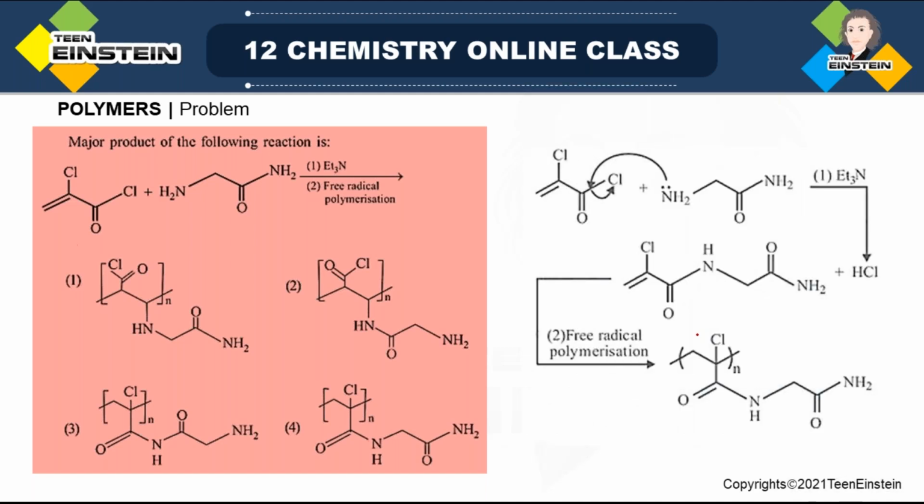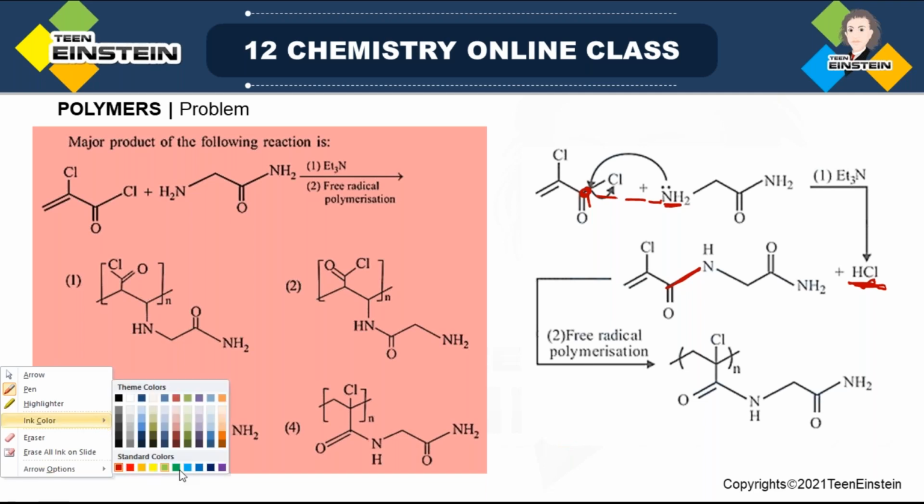So see, this is the first step, and after generation, between this carbon and this NH, there will be bond formation. So this is the newly generated bond. Now this is your monomer. So you are having a single monomer. This is the byproduct consumed by Et3N. Now you have to do free radical polymerization.